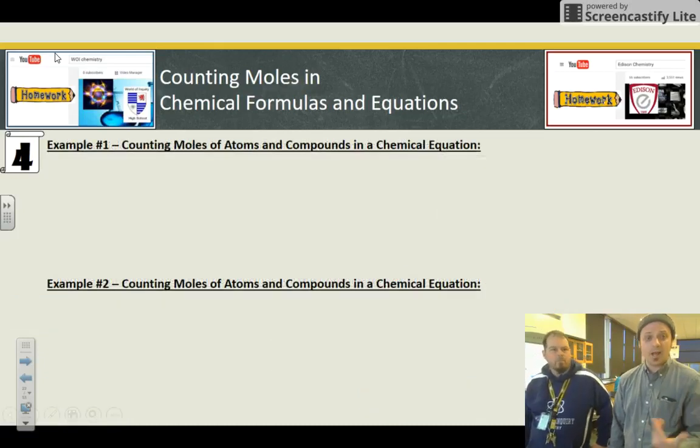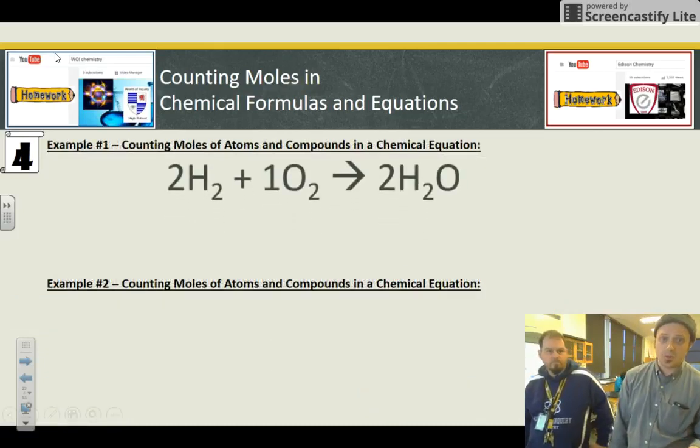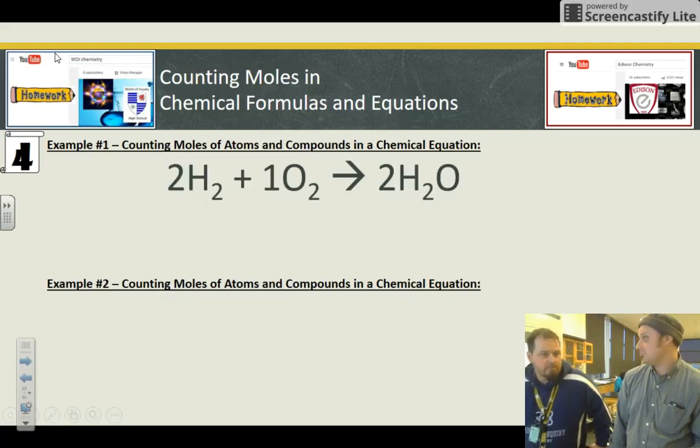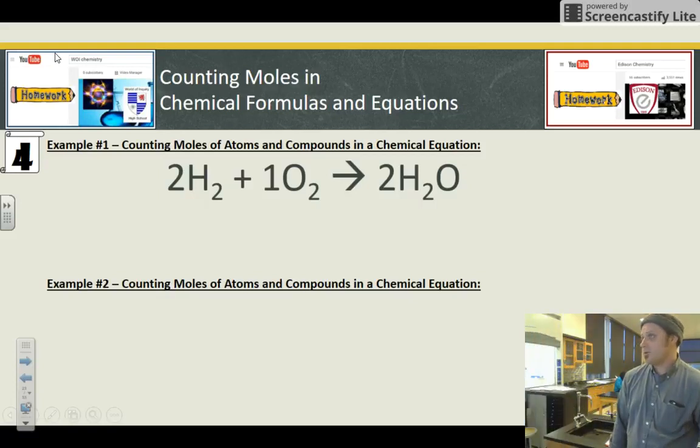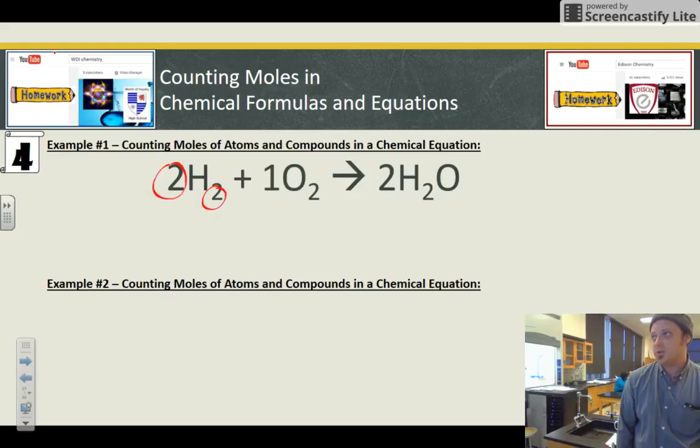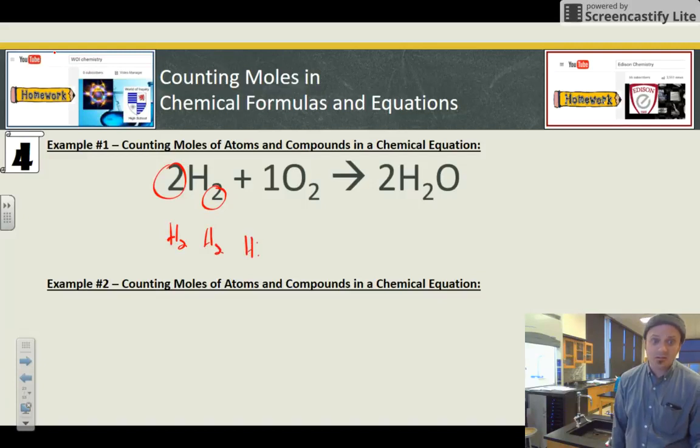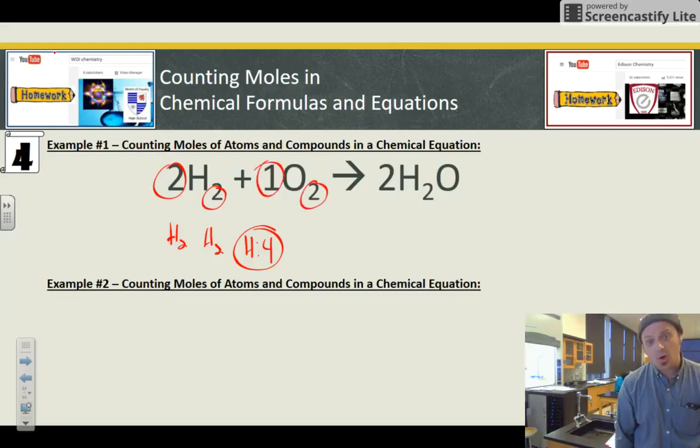Okay. So, example: counting moles of atoms and compounds in a chemical equation. So do it. Go for it, Milks. So he's got 2 moles of H2. H2 comes in packages of 2. So he's got 2 moles of H2, so he's counting, he actually has 4 H's, 4 moles of hydrogen. Now he's got 1 mole of O2, and O comes in packages of 2. So 2 times 1 is 2 moles of O2.